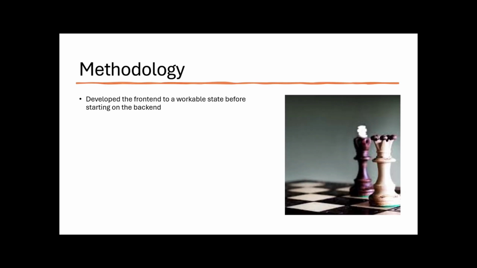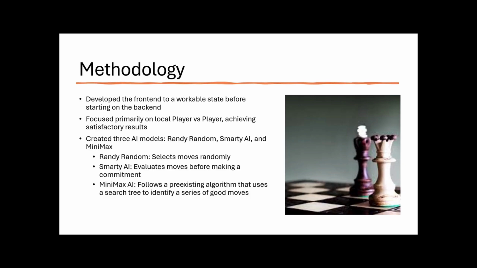To start out, we developed the front end into a workable state before starting on the back end. It was very bare bones, pretty much just a chessboard. Then we focused primarily on local player versus player so that we would have the available functions to work on the AI. Once we finished that, we created three AI models, each increasing in complexity and more competent than the previous. The first one we developed was Randy Random.